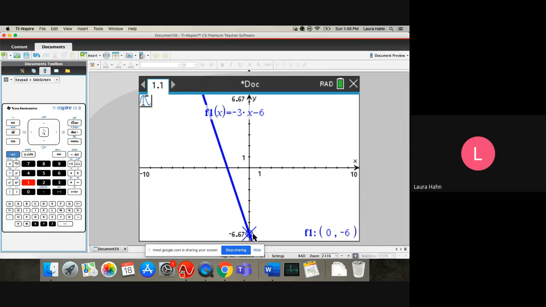So I want to move this guy to where it's on top. So I'm going to use my left arrow. And I'm going to move it until it hits the x-axis. Remember, the word 0 will pop up. Boom, so 0 popped up. That's telling me I'm on the x-axis. So I know my 0, my x-intercept, is at negative 2.